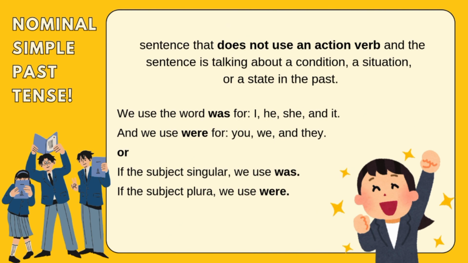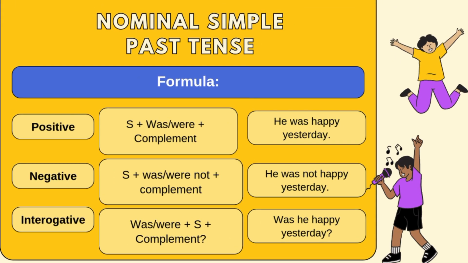We use the word was for I, he, she, and it. And we use were for you, we, and they. So if the subject is singular, we use was, while if the subject is plural, we use were. Okay, the form of nominal simple past tense is super simple. For the positive or affirmative pattern, it is subject plus was or were plus complement. Complement here can be an adjective, a place, or any description.